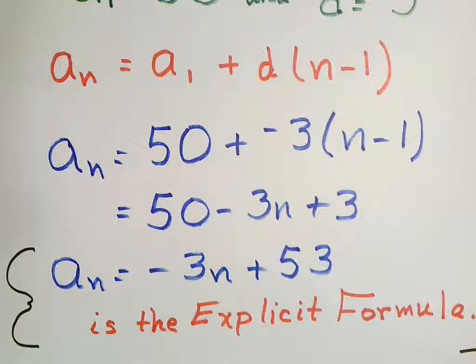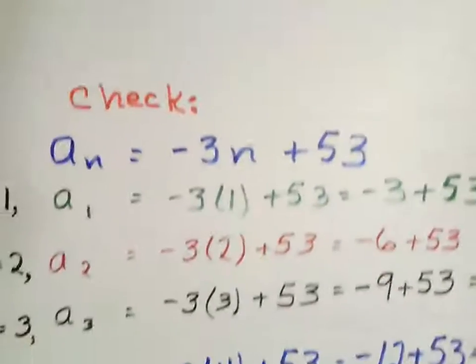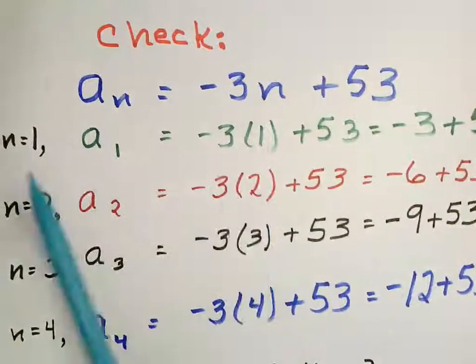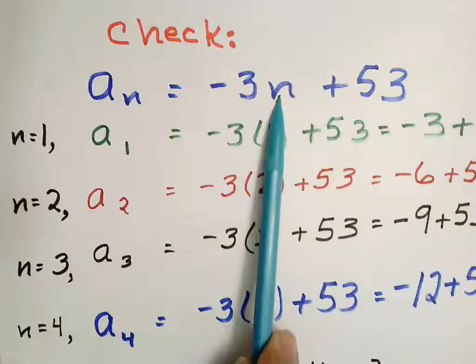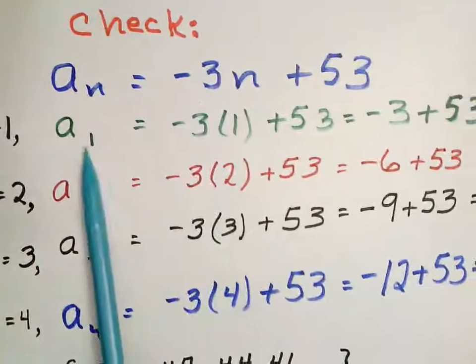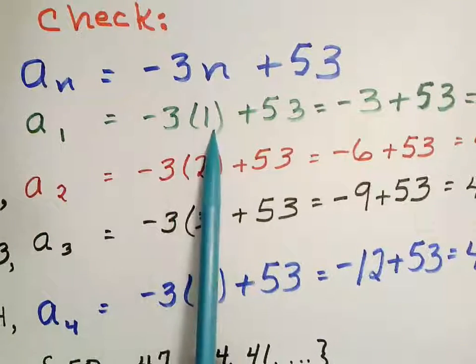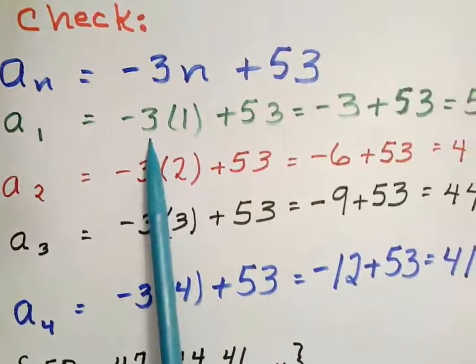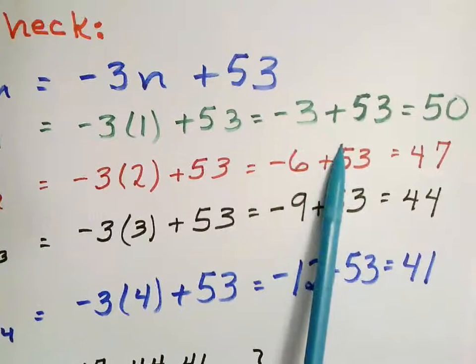Now, what we're going to do next, we're going to check to see if this explicit formula works. So this is how we're going to check it. We write down our explicit formula, and now we're going to let n be equal to 1. Remember, this n and this n are the very same n. Whatever this n is, this is the same thing as this n. So n is 1. So it's going to be a sub 1 is equal to negative 3 times 1, see, the n's are the same, 1, 1, plus 53. Negative 3 times 1 is a negative 3 plus the 53, which gives us 50.